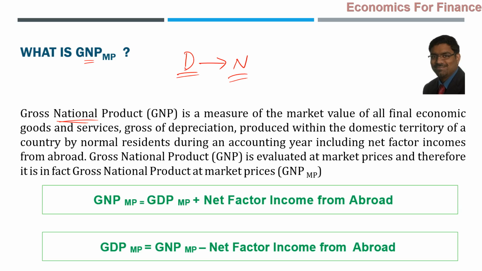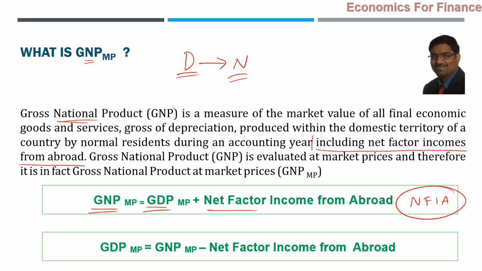What is gross national product? It is a measure of the market value of all final economic goods and services, gross of depreciation, produced within the domestic territory of a country by normal residents during an accounting year. Up to here it's the same, GDP and GNP, same definition, nothing new. But now, including net factor incomes from abroad. So in other words, GNP is nothing but GDP plus net factor income from abroad. That's it. It is not something freshly calculated.